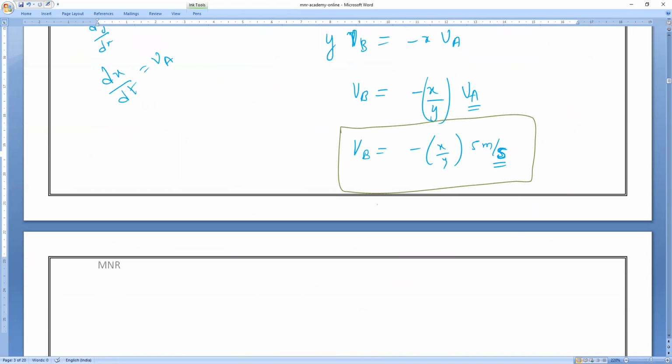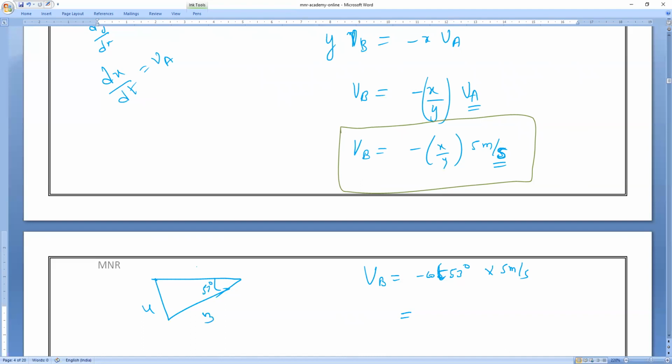So can I write it here, instead of x by y? Velocity of B is equal to minus cot 53 into 5 meter per second. Am I right or wrong? So what is the cot 53 value? If I take a 53 triangle, here 3, here 4 and here 5. So the cot 53 value is 3 by 4. Minus 3 by 4 into 5, so the answer is minus 15 by 4 meter per second.